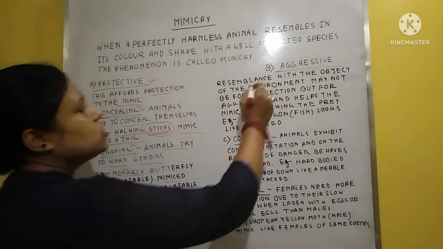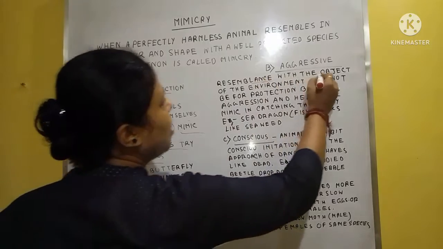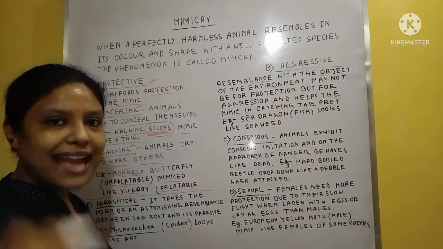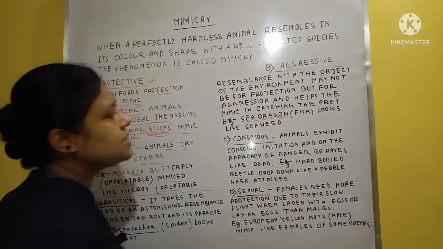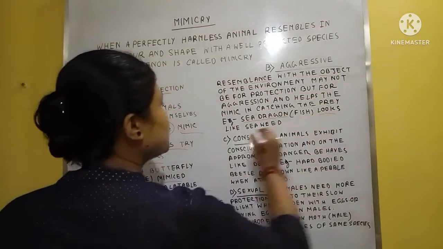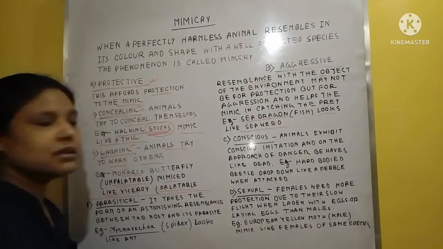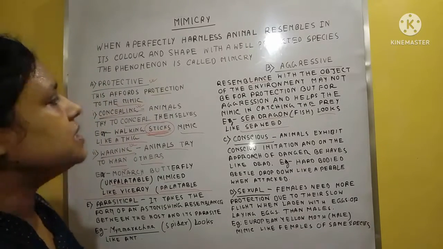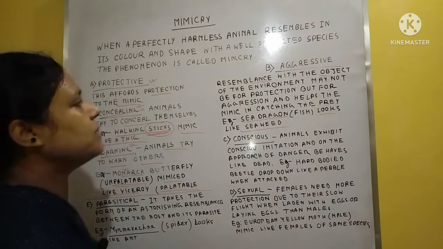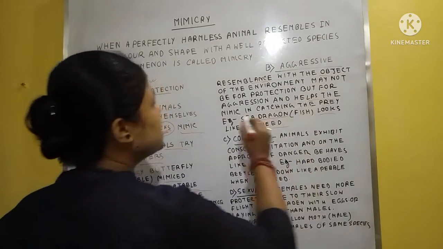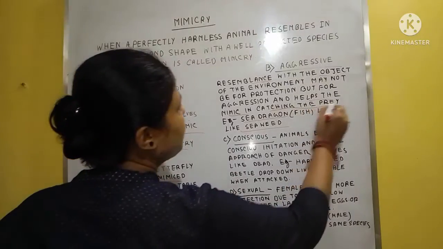Clear? So the resemblance with the object shows the aggressiveness. One kind of fish, that is the sea dragon, looks like the seaweed, and by which it shows the aggressive behavior and helps the mimic in catching the prey.